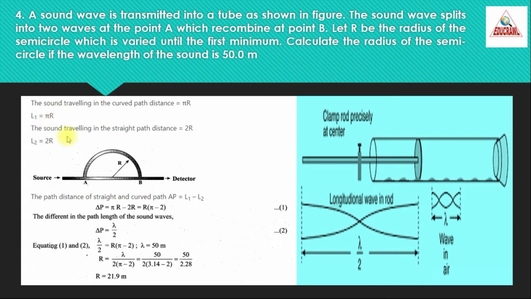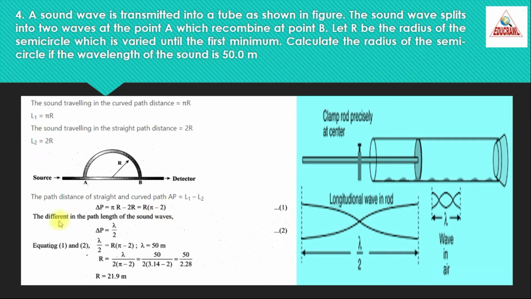The second length is the sound traveling in a straight line. So this we will consider as a diameter of the circle. So we know the relation that diameter is equal to 2 times radius. So the distance L2 is equal to 2r. Now we have to calculate the path difference. Path difference is given by L1 minus L2. So del P, which is the path difference, is equal to pi r minus 2r. Here we can take r as common outside. So the equation of path difference becomes del P is equal to r into pi minus 2. This you have it as equation 1.